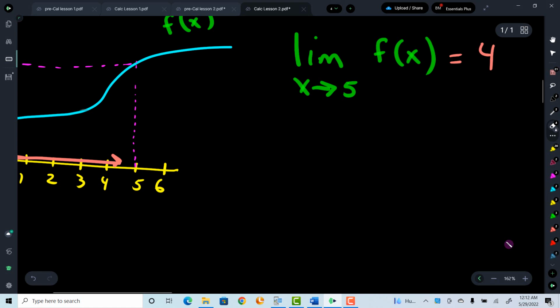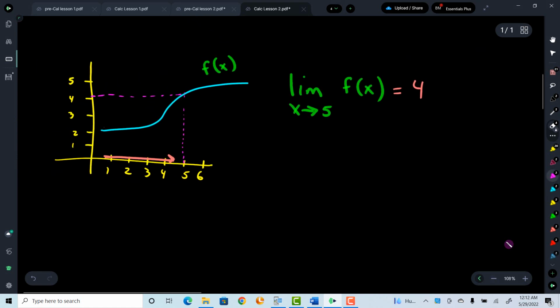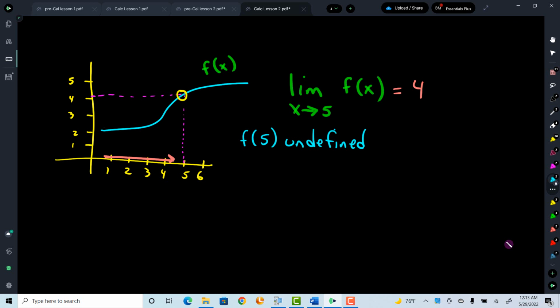Okay. Now, here's the thing. Let's pretend that on this curve that's an open circle. So in other words, this function is undefined there, right? So f of 5 in this particular example is undefined. Let's just pretend that that's the function that we're looking at. So in that case, what would the limit as x approaches 5 of f of x be?